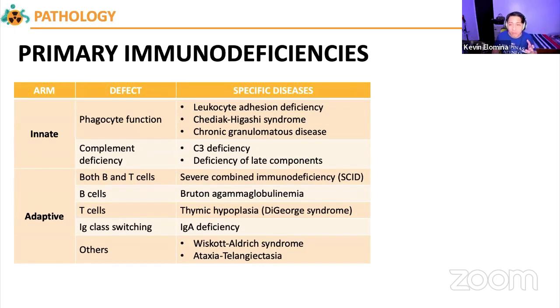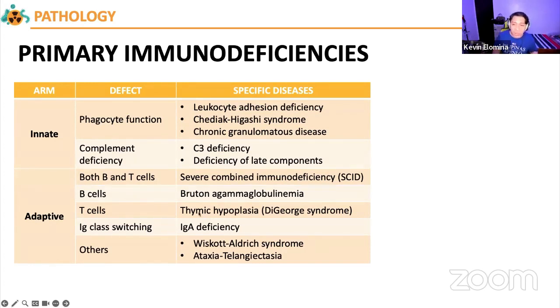And yung immunodeficiency will, of course, present with infections. No? So, depende kung anong arm of immune system yung involved, yun yung magdidikta ng abnormality. So pag innate, usually granulocytic function yung involved, so impaired ang neutrophilic response mo, or you can have complement deficiencies.